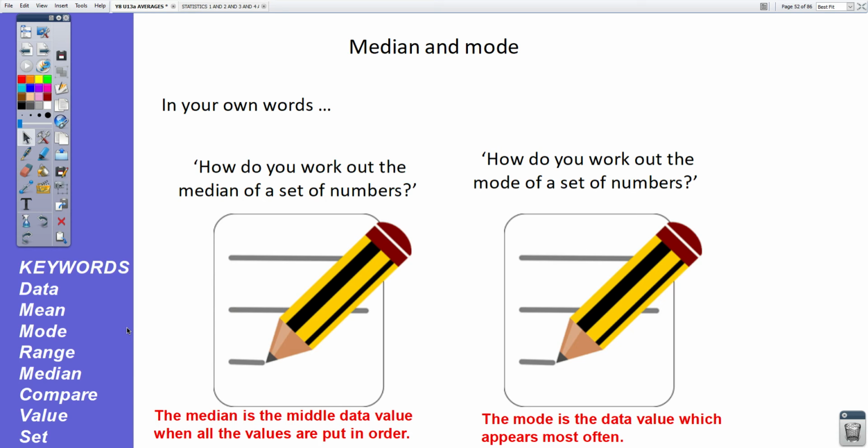Now, just as a little extra to that, the mode doesn't always have to be a number. As we've mentioned in a previous lesson, the mode can actually be an object. For instance, if we were collecting data on favourite TV shows and Coronation Street turned out to be the most popular TV show, then the mode would be Coronation Street.